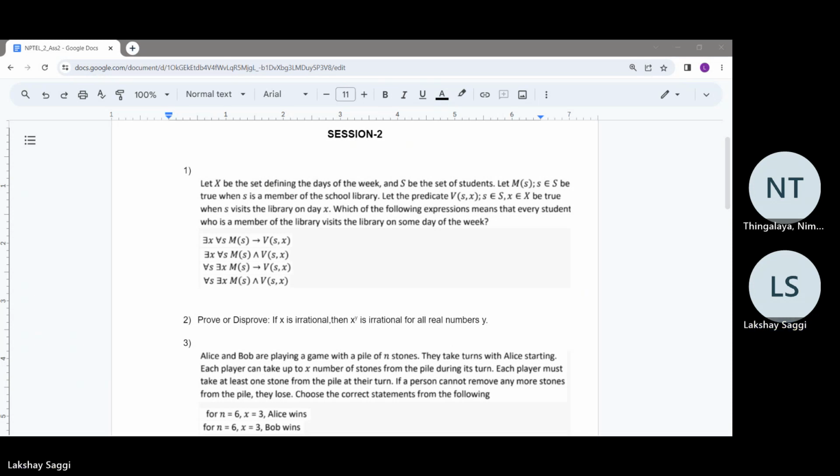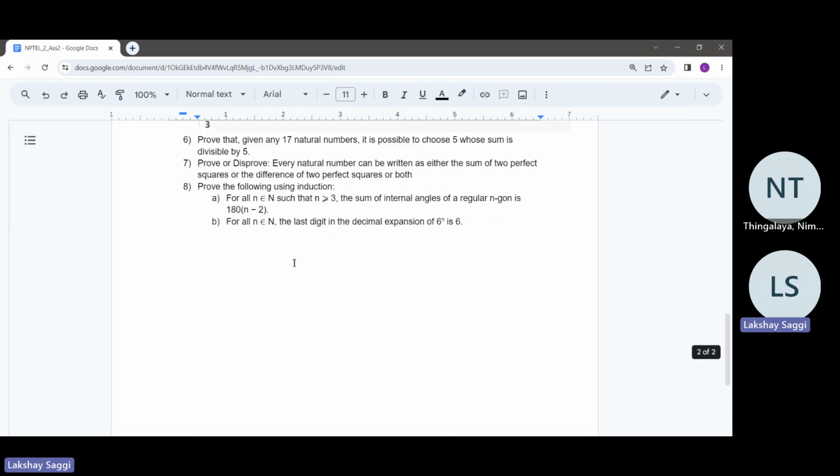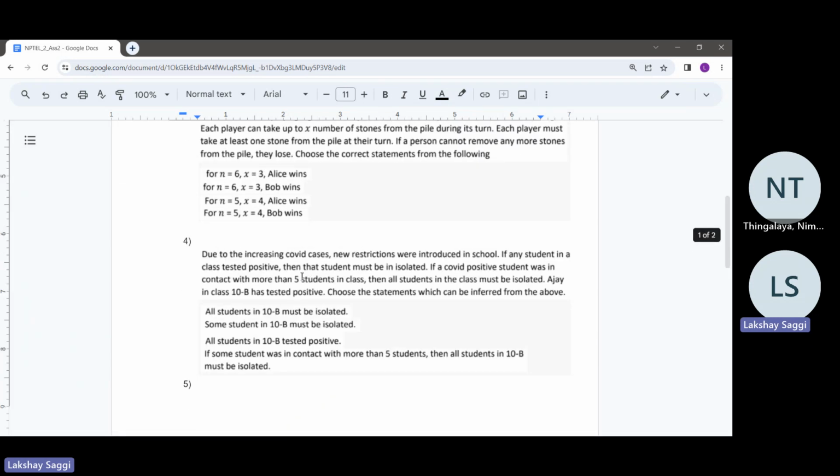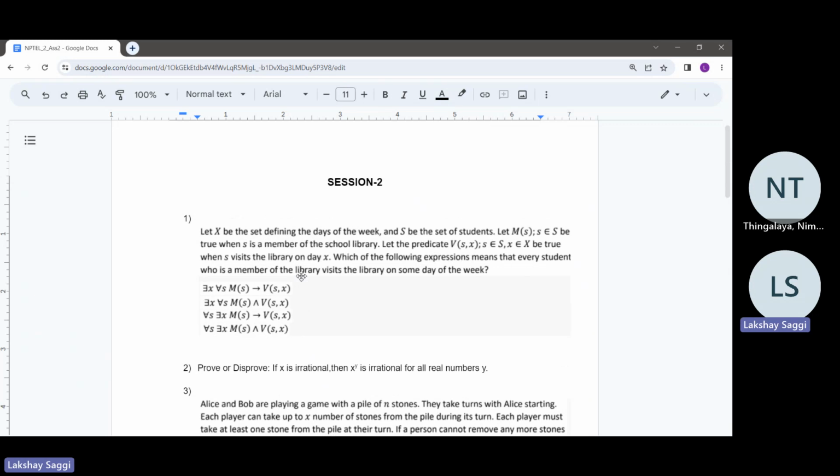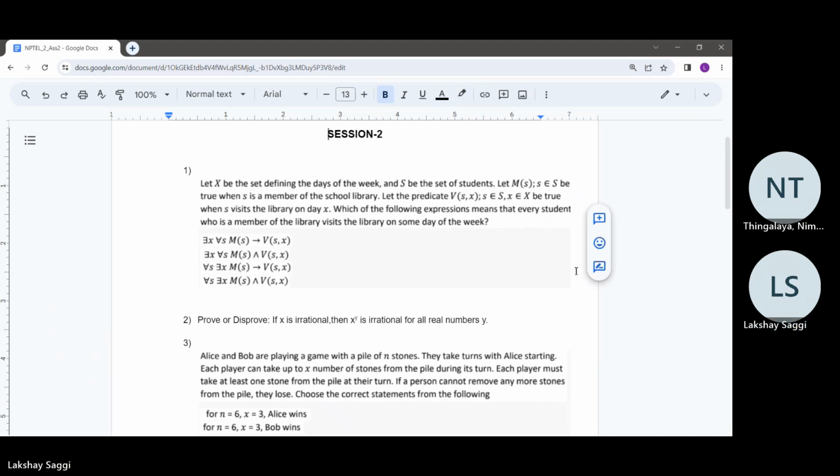The session will go like this. I have some 8 problem statements prepared. I'll discuss these problems and we'll try to solve them together, so everyone can understand how we approach problems and how we prove things. So we'll just get started.